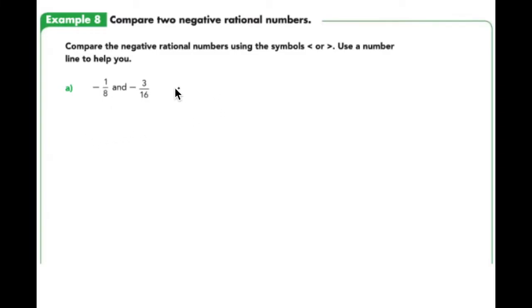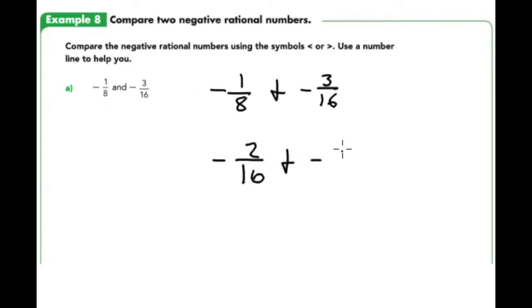So for method 1, I'm going to look at making these into equivalent fractions with common denominators. If we look at the negative 1/8 and the negative 3/16, we are dealing with 8 and 16 as our denominators. And I know that 8 goes into 16, so we can make the 1/8 something equivalent to 16ths, and 8 goes into 16 twice, so 2 times 1 is 2. And then the negative 3/16 could stay the same.